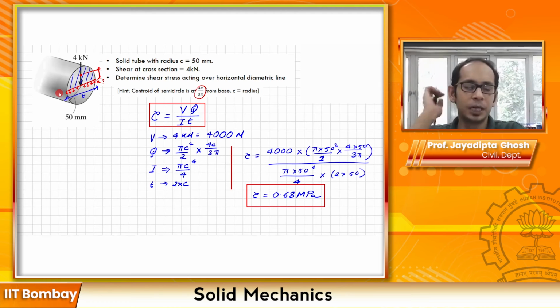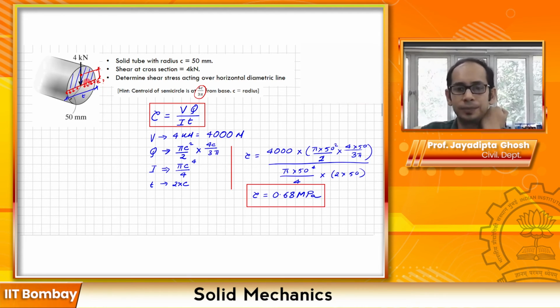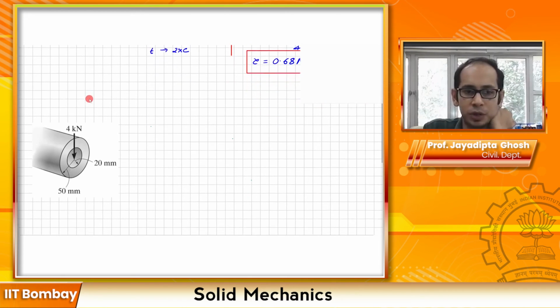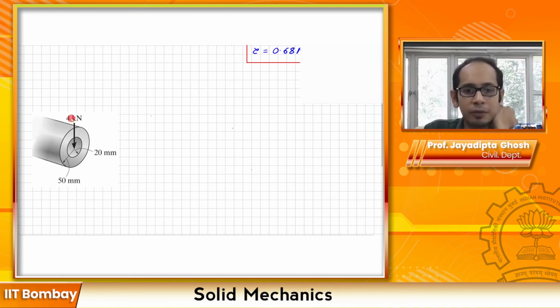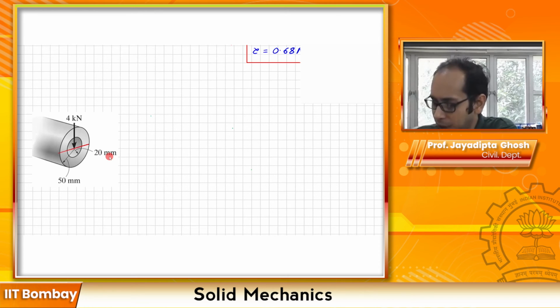Simple problem, right? Now let me ask you something. Instead of this being a solid cylinder, what if I gave you this hollow cylinder? Similar, you have a 4 kilonewton load, the radius is 50, but it is hollow now, so it's a hollow beam, and the inner radius is 20. So again, if you had to calculate about this horizontal diametric line, your tau in this case is restricted, of course, to the solid part. The hollow part cannot have a tau.